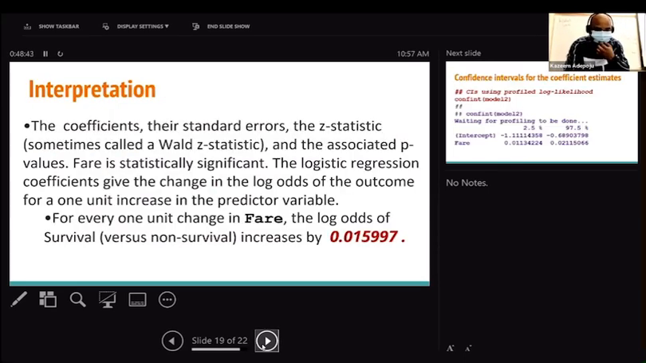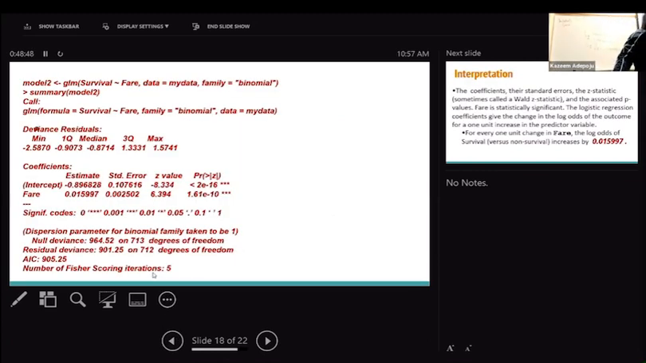Now, how do we interpret the estimate? Let me tell you this. When you run a logistic regression model, the estimates, the way they appear, we call them log odds estimates: minus 0.896828 and 0.015997. They are called log odds estimates. I want you to take note of that.